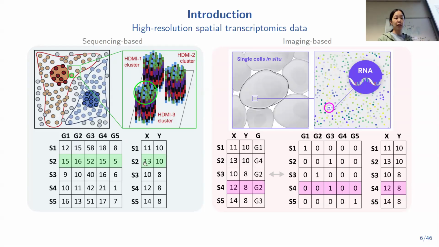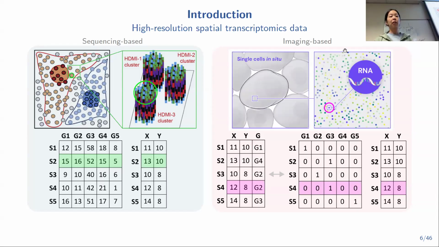And in the other matrix, if we check out the same row, it tells us the coordinate, the X and Y coordinate of this particular spot. So this means if we're checking out this row, we know this capture spot is at this location, and here's the gene expression across a number of genes on this spot.